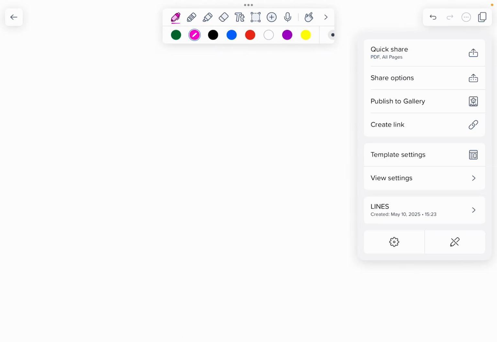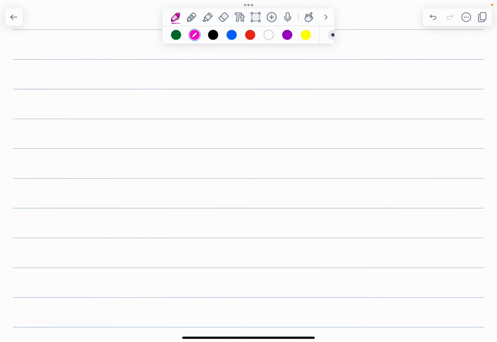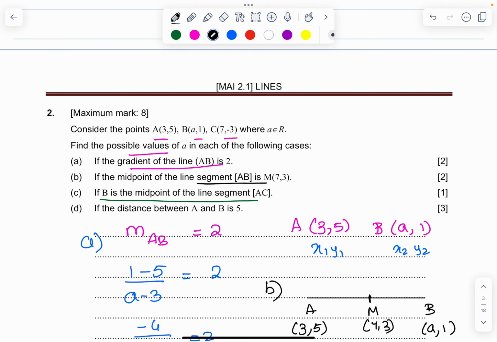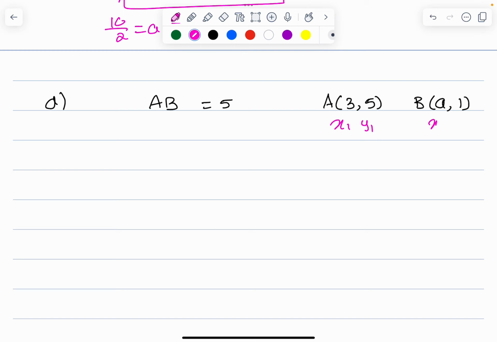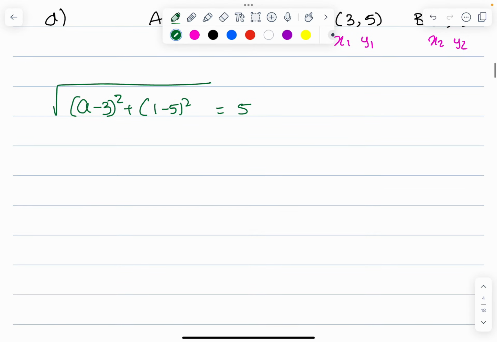Then coming to the next question, part C done, part D. The distance between AB is 5. A is 3, 5, B is a, 1. So this is x1, y1 and this is x2, y2. So square root of (x2 minus x1) whole square plus (y2 minus y1) whole square equals 5. So it becomes (a minus 3) whole square plus (minus 4) whole square equals 5 square.